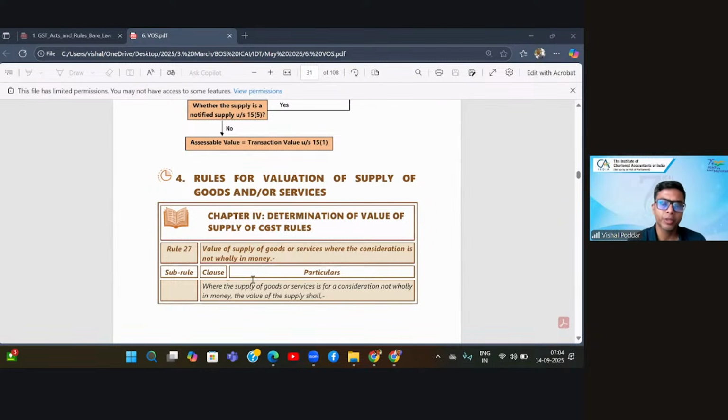What do subsection 2 and 3 deal with? Subsection 2 deals with certain expenses, certain costs to be added, and 3 deals with discounts to be subtracted. Now, subsection 2 says to add these if they are not included in the price. What are these 5 elements? First, any type of indirect tax other than GST.